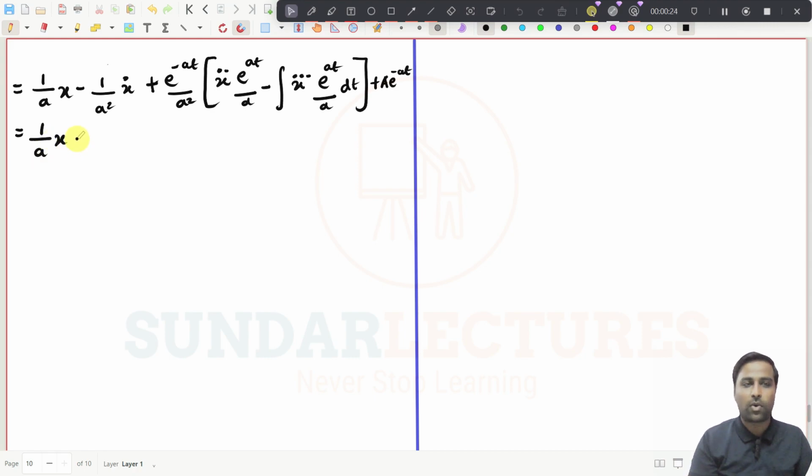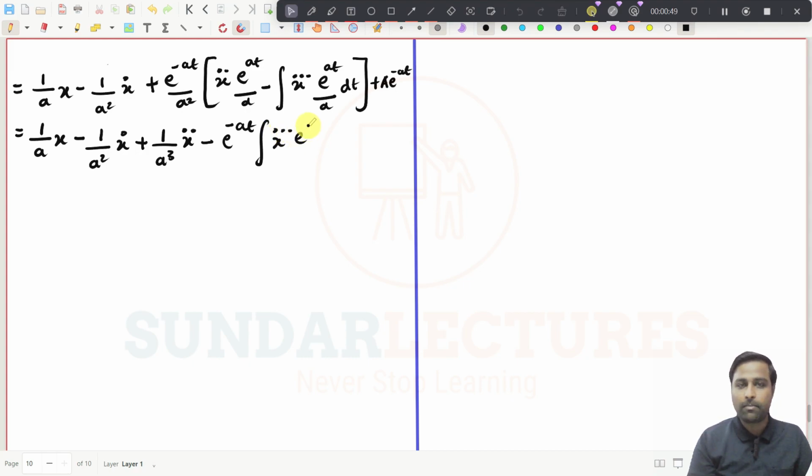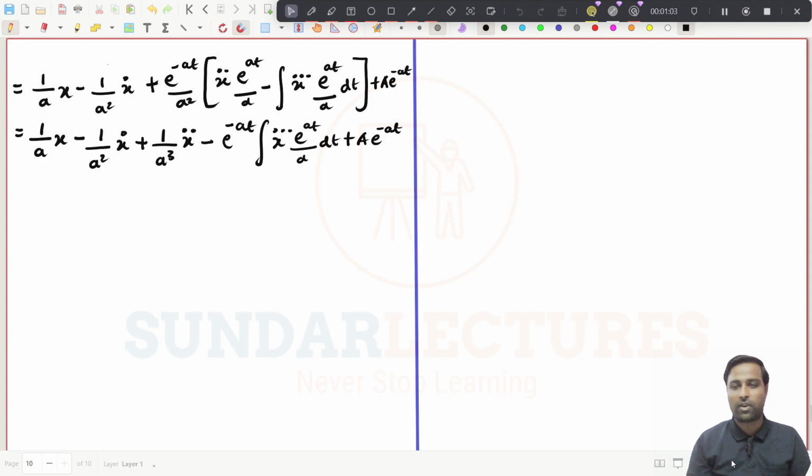So this will be now 1 by a x, then 1 by a square x dot, plus, if I bring this inside, these two terms will be cancelled out. So what I will get is 1 by a cube x double dot, and then minus, and I have to bring this inside to the integration. So this will be now like this, right? Integration of x triple dot e power at by a into dt plus a e power minus at. See, try to understand. Now it is very clear. We can easily understand what is going to happen.